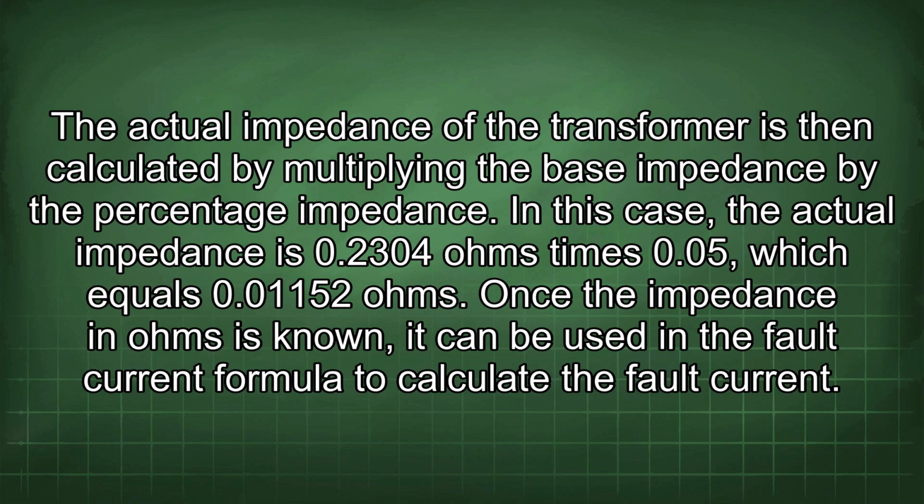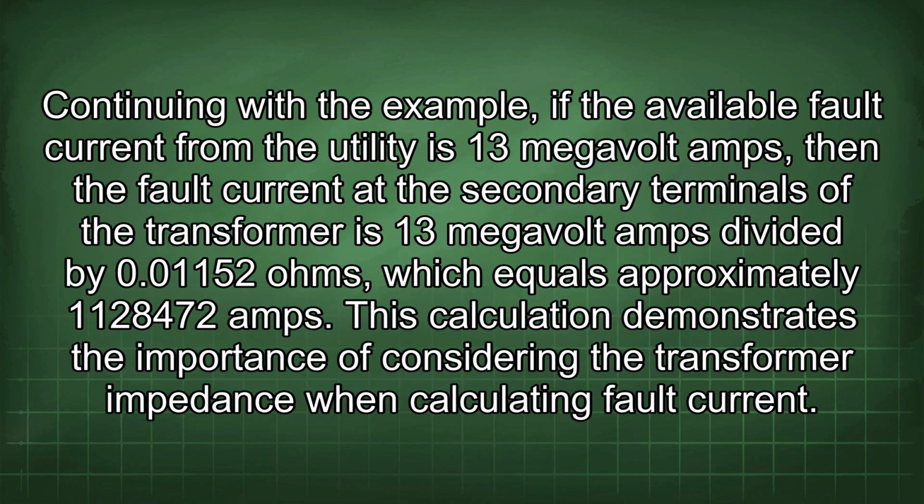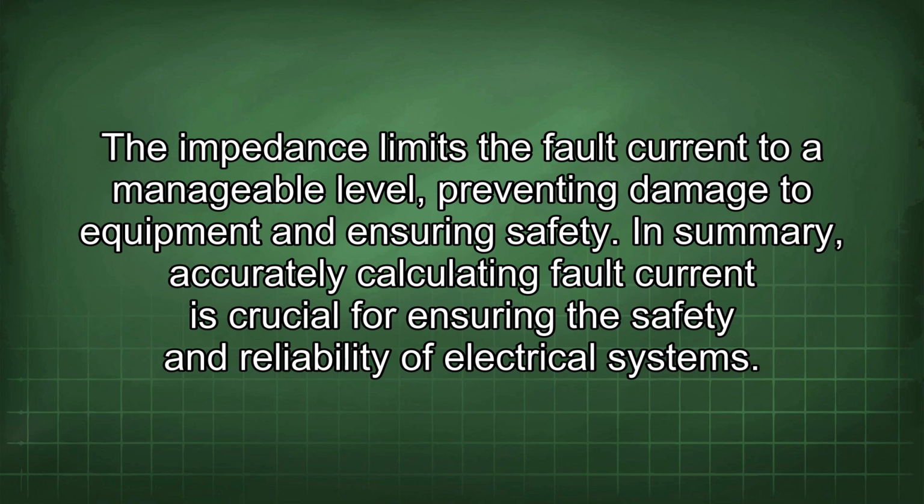Once the impedance in ohms is known, it can be used in the fault current formula to calculate the fault current. Continuing with the example, if the available fault current from the utility is 13 megavolt amps, then the fault current at the secondary terminals of the transformer is 13 megavolt amps divided by 0.1152 ohms, which equals approximately 1,128,472 amps. This calculation demonstrates the importance of considering the transformer impedance when calculating fault current. The impedance limits the fault current to a manageable level, preventing damage to equipment and ensuring safety.